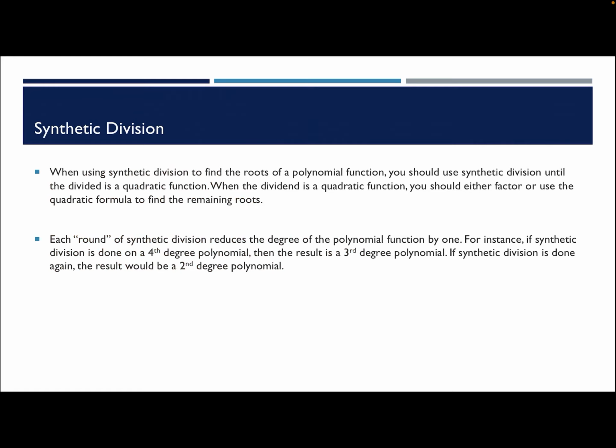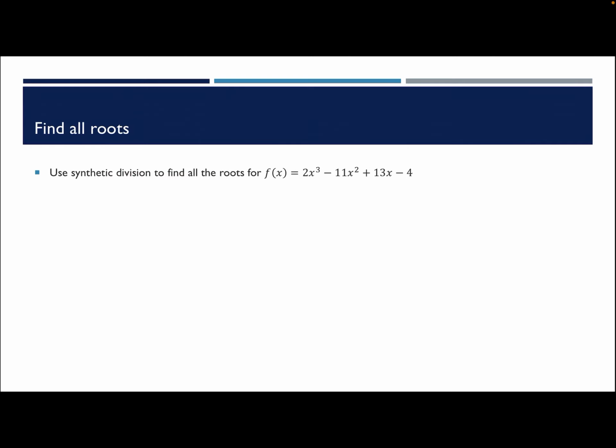What that means is that if we started with like a 4th degree polynomial, if you do synthetic division once, then the result is a 3rd degree polynomial. And if you did synthetic division again, you would get a 2nd degree polynomial. It's a very straightforward process. We'll see on the next slide.